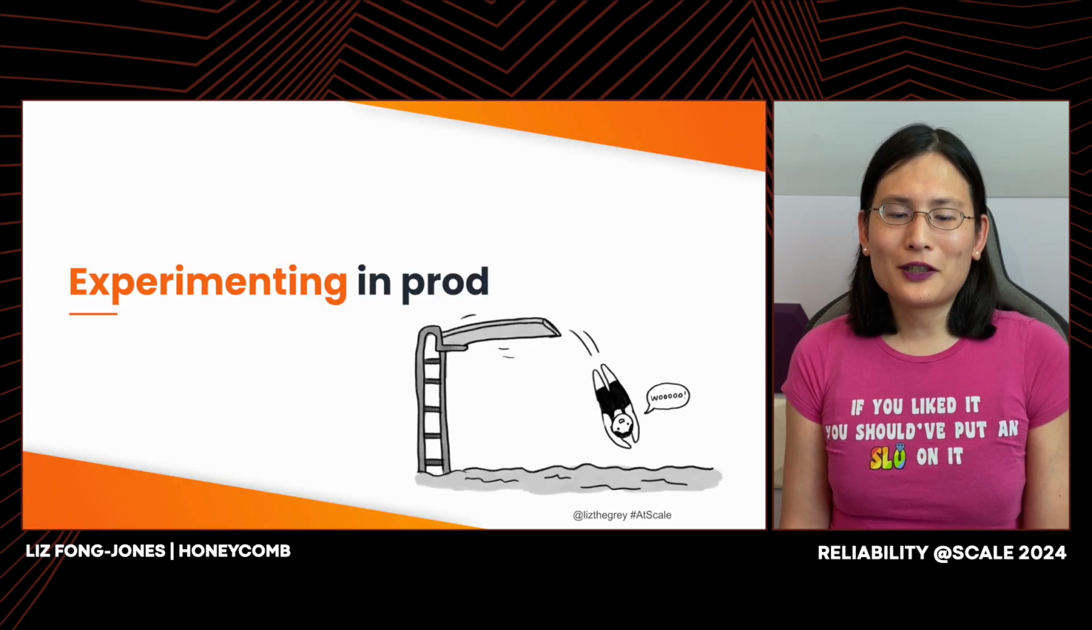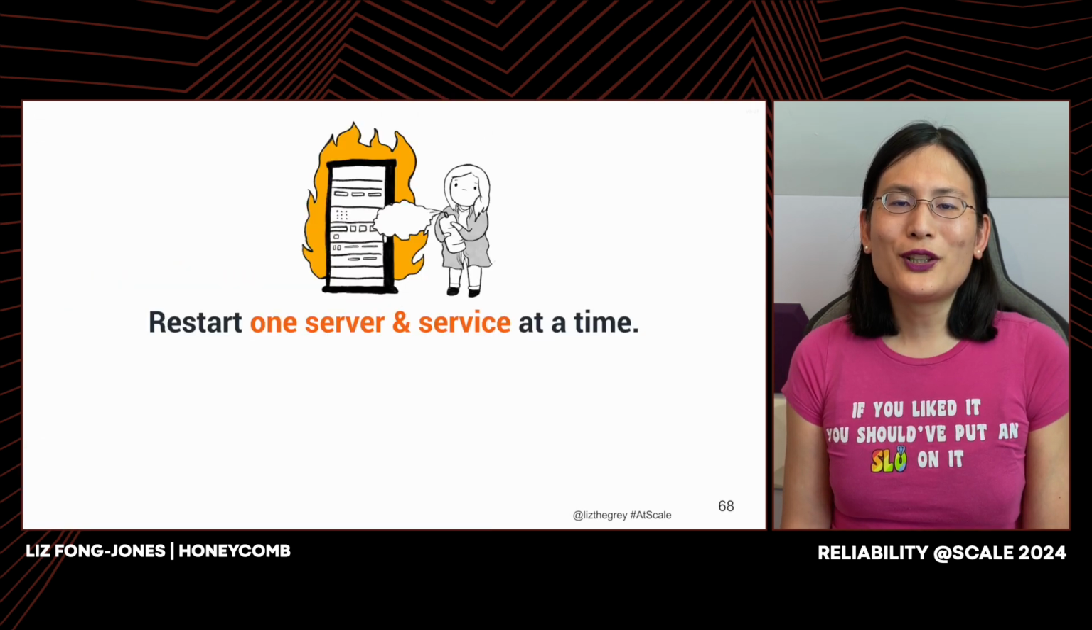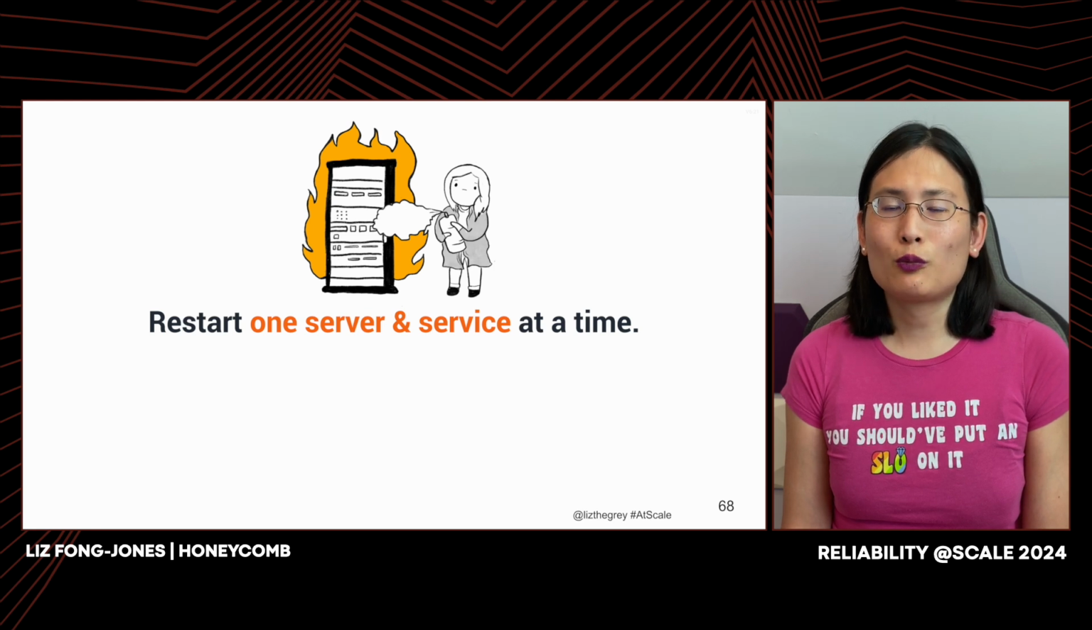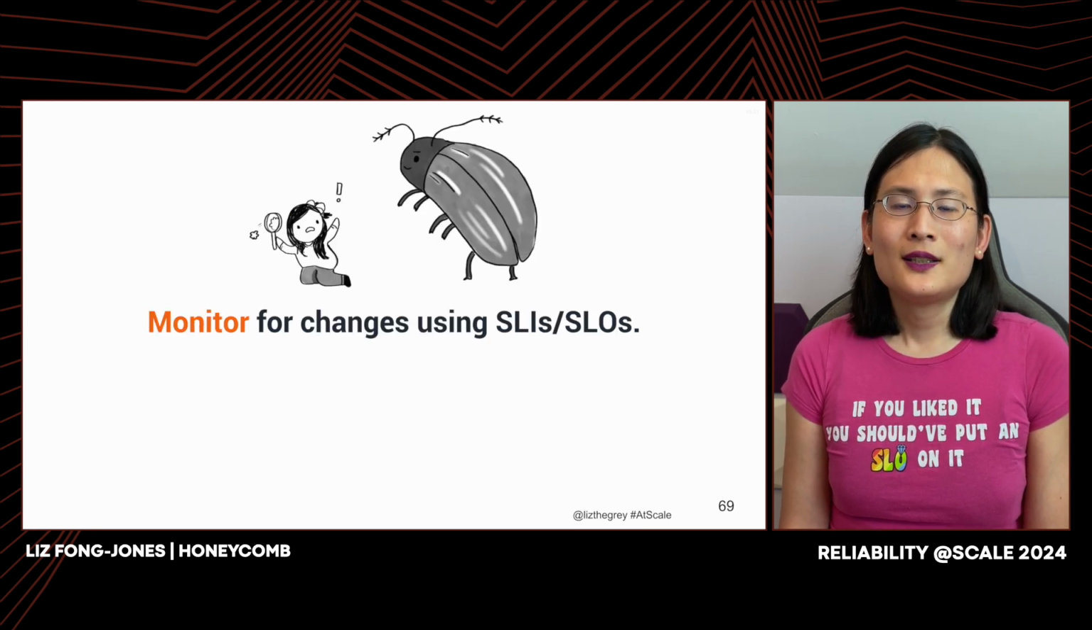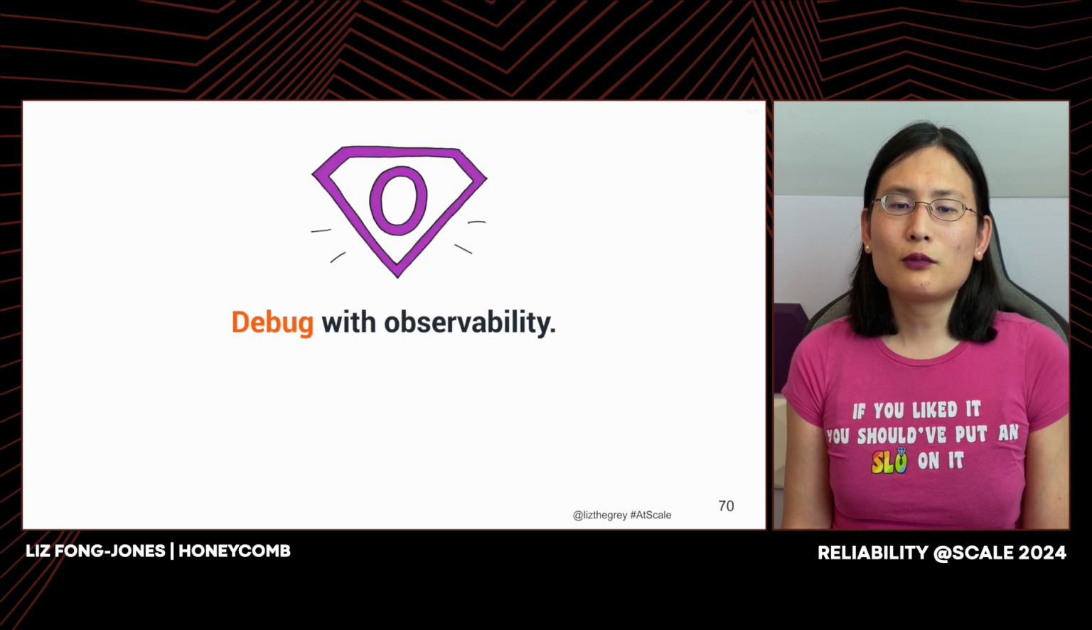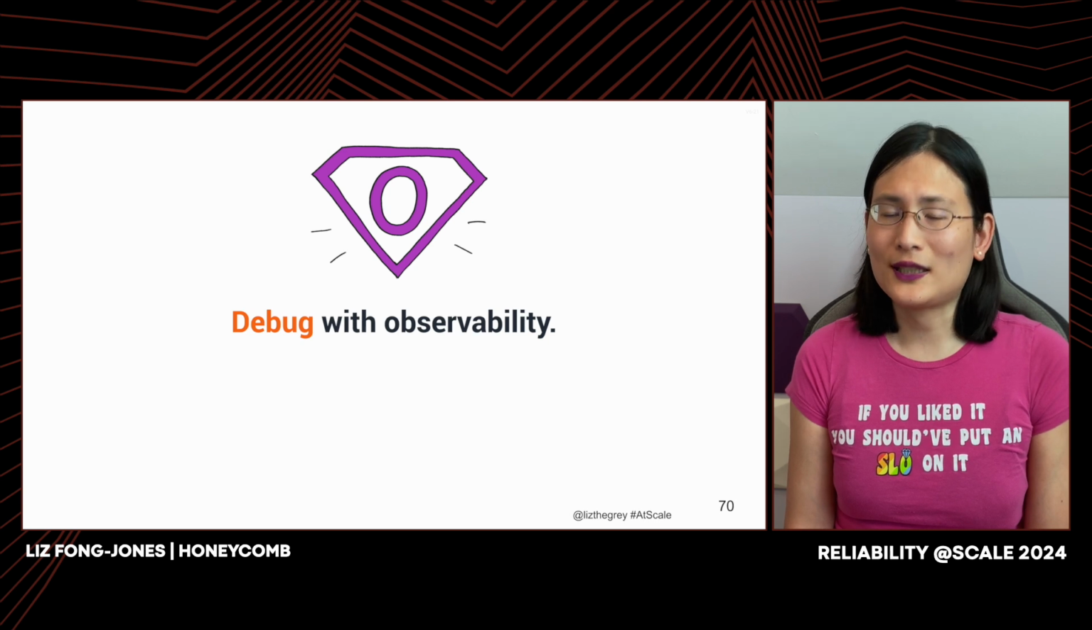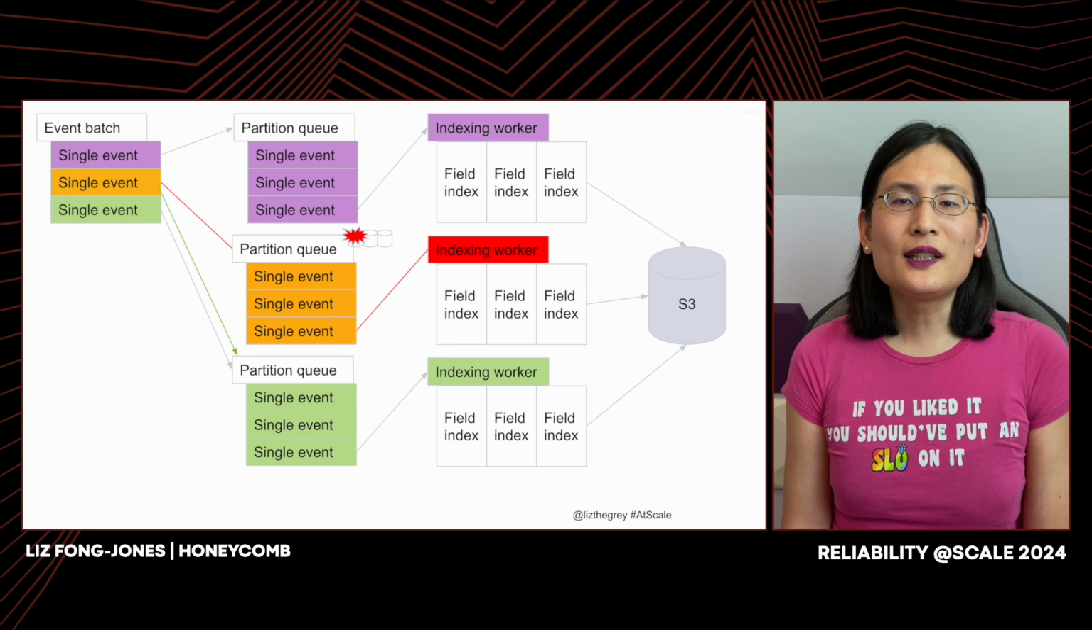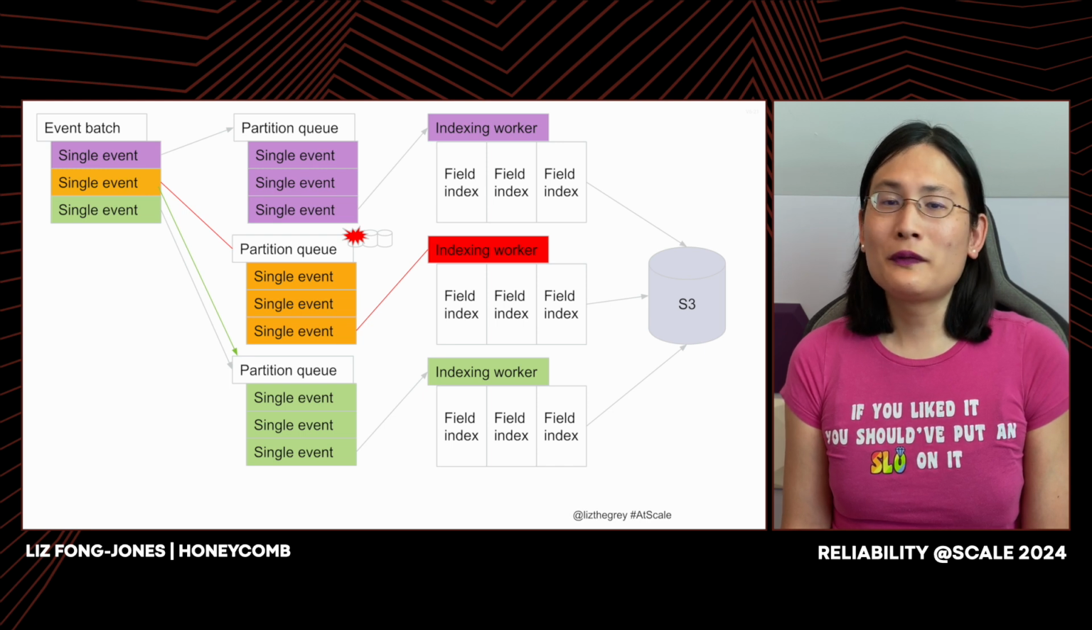So how do we actually verify that this works? Well, the way that we do that is by restarting one server and one service at a time. And we monitor to make sure there's been no disruption to our users using our service level indicators and service level objectives. And should something go wrong, we've got really good observability into our node replacement processes, into our startup processes, and so forth. So in the event of the loss of a Kafka node, we fail over seamlessly to reading from the new leader.